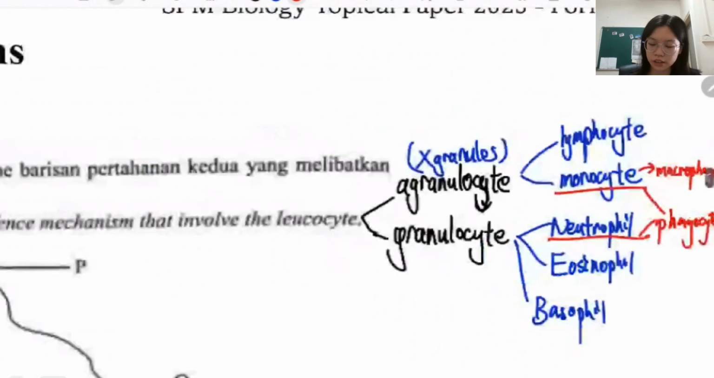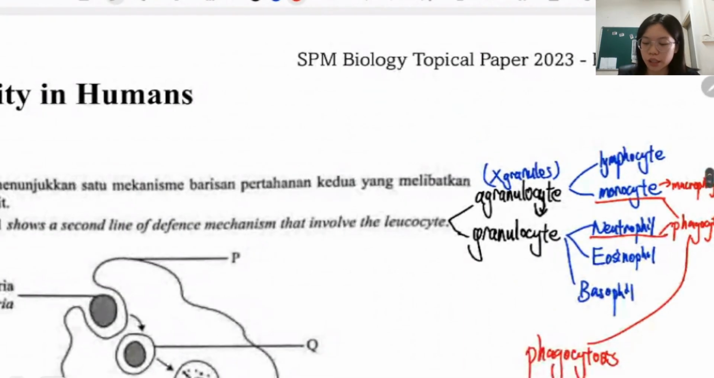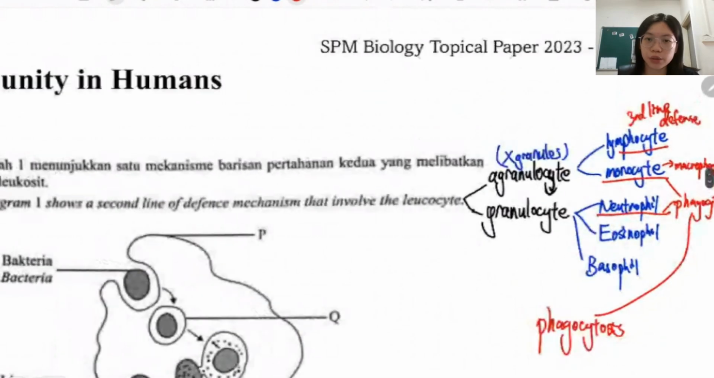So what do phagocytes do? Phagocytes carry out phagocytosis. So it's the one that engulfs the pathogen. Meanwhile, lymphocytes are more specific, involved in your third line of defense. So there are B lymphocytes and T lymphocytes. That's how you differentiate between them.